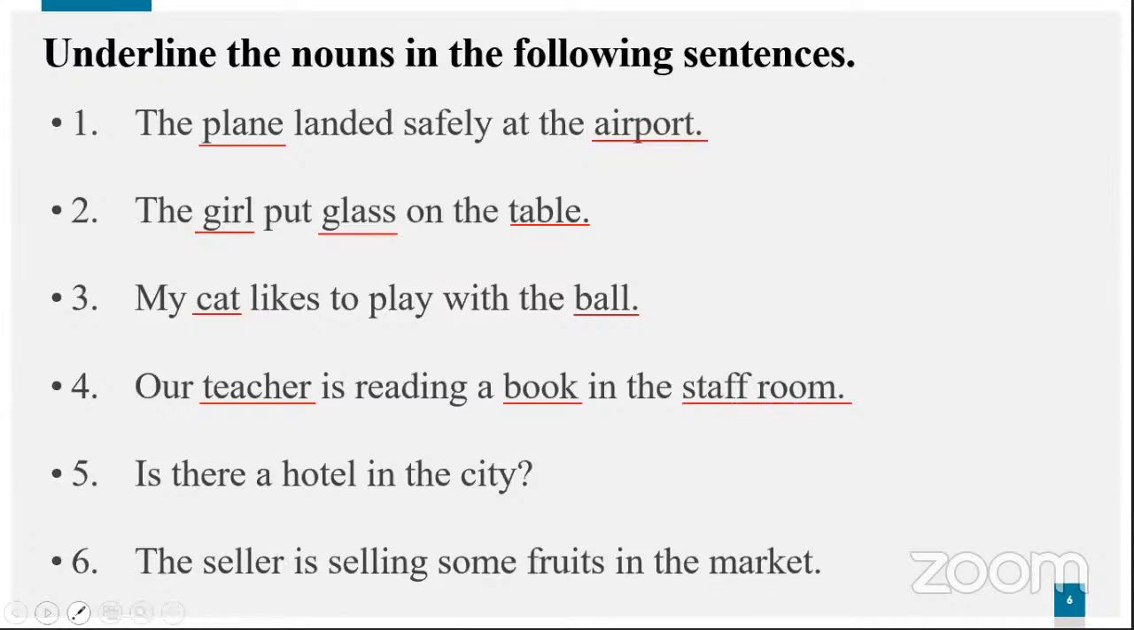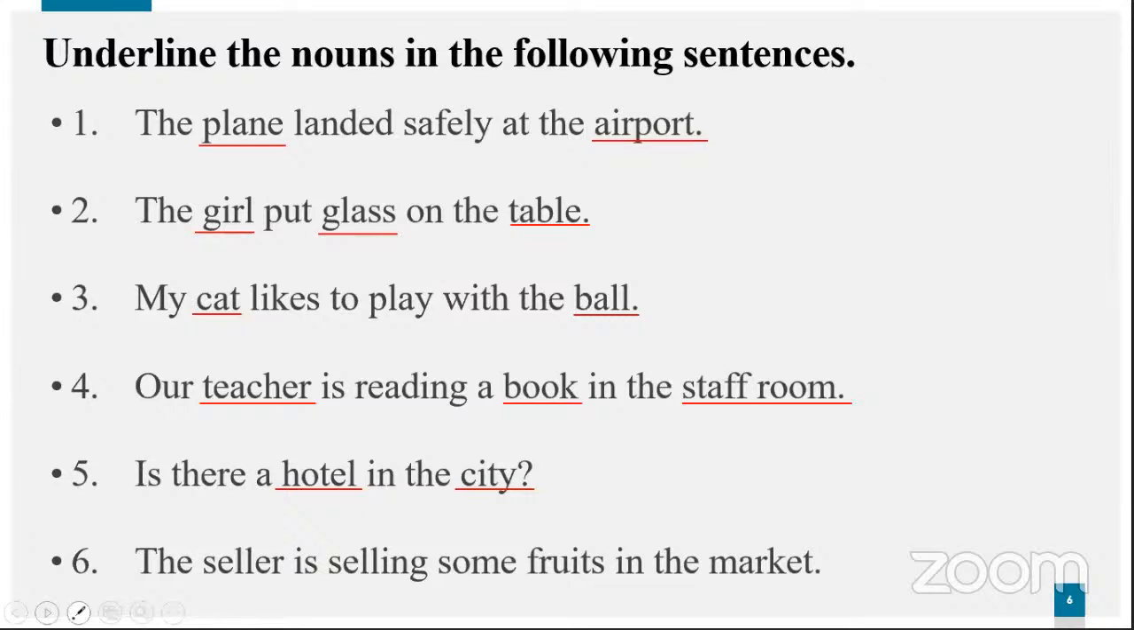Fifth one: is there a hotel in the city? Right, we can identify two nouns there. The first one is hotel. It's a place. And the next one is city, another place. There are two nouns.